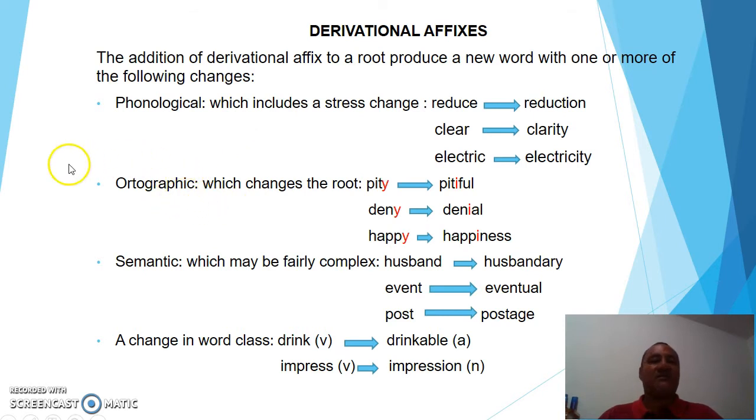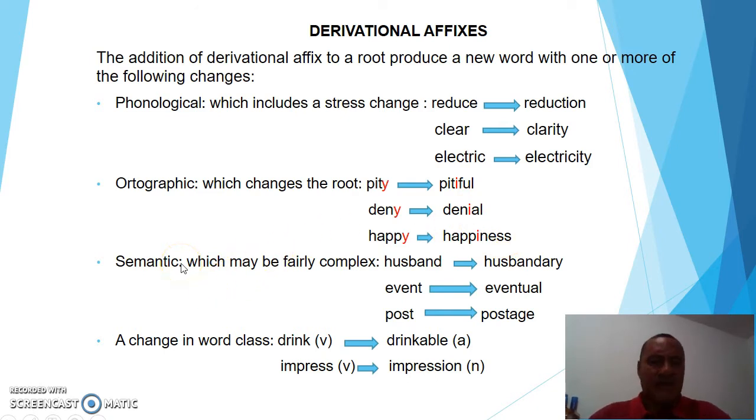Another change is orthographic. This can produce a change in some letters from the root. We have here pity, pitiful, deny, denial, happy, happiness. Look, the Y is dropped and we have to add the vowel I when we add any of these suffixes: ful, al, or ness.